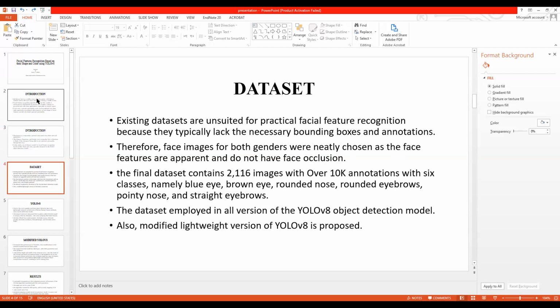Therefore, face images of both genders were neatly chosen, as the facial features are apparent and do not have face occlusion. The final dataset consists of over 2,000 images with over 10K annotations, with 6 classes, namely blue eyes, brown eyes, round nose, rounded eyebrows, pointy nose, and straight eyebrows. The dataset was then employed in the original version of the YOLO V8 object detection model. Also, we proposed a modified lightweight version of YOLO.